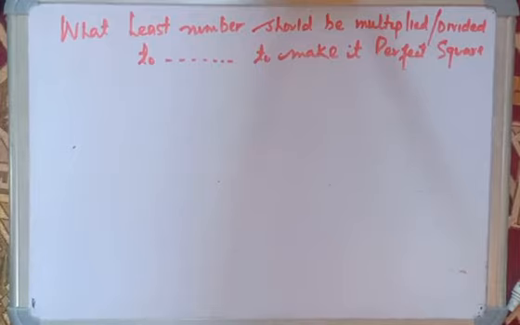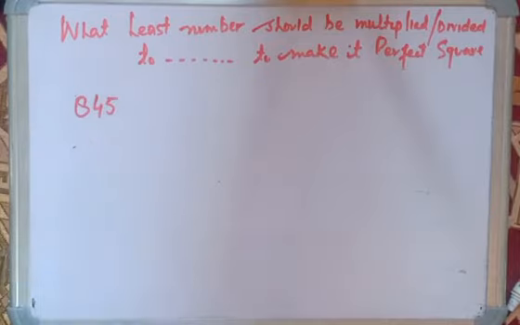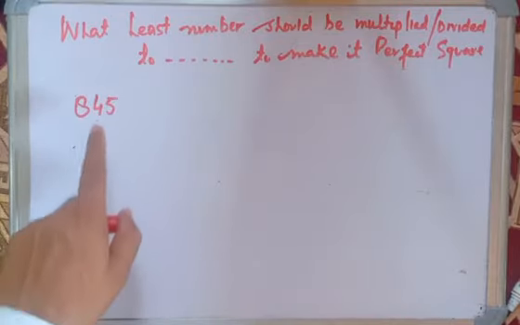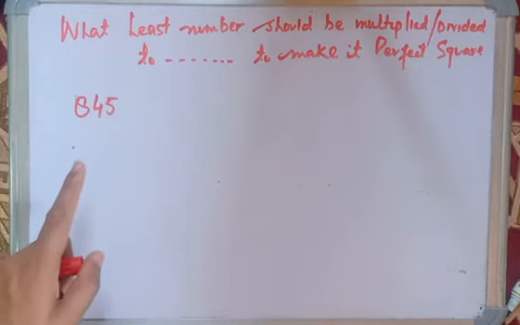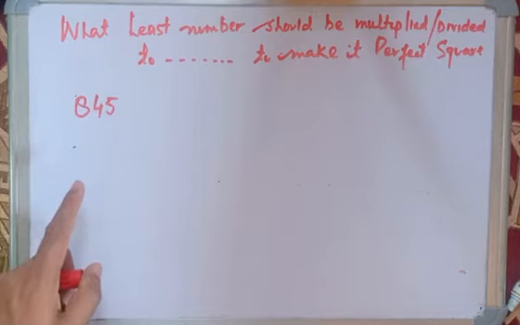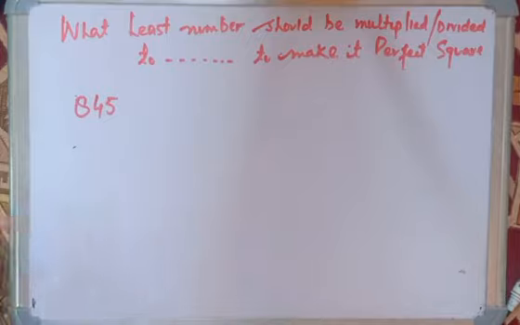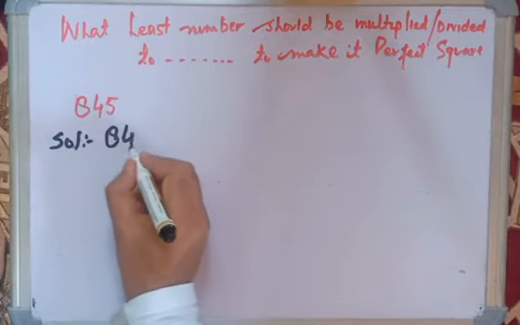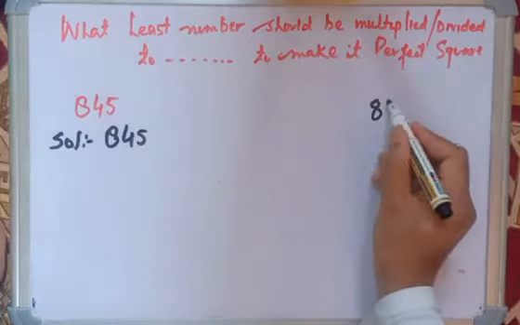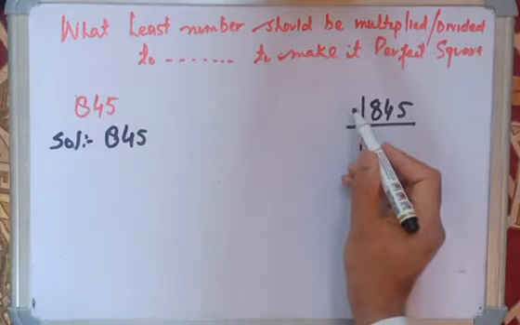Let's take another example. Say for example it is 845. What least number should we multiply or divide to this number in order to make it a perfect square? This is not a perfect square, so we have to find the least number that should be divided to this number in order to make it a perfect square. First and foremost, we have to find the factors of this number. You can see that you cannot start with 2, so let's start from 5.